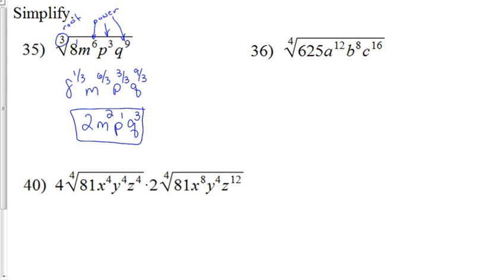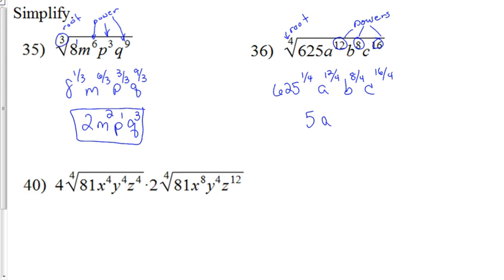So again, root powers. So it's 625, first power, fourth root, a to the 12th power, fourth root, b to the 8th power, fourth root, c to the 16th power, fourth root. The fourth root of 625 is 5, and then reduce fractions. Done.